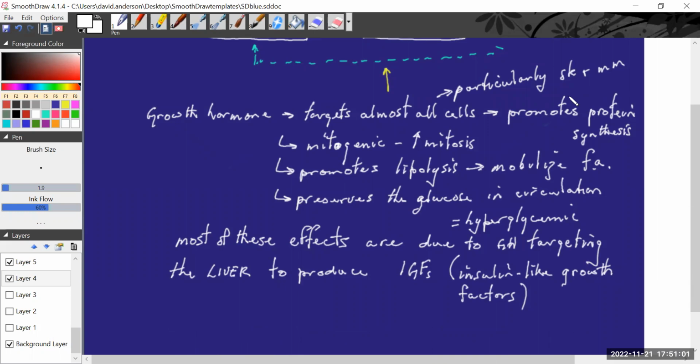So the liver is targeted by growth hormone. The growth hormone causes the liver to produce these IGFs, and these IGFs are able to target all the different cells in the body, like the skeletal muscle and the bones, to promote these things that we've been talking about: protein synthesis, lipolysis when it targets the adipose tissue, and so on. So the growth hormone acts directly to mobilize fats from fat deposits in the blood, but through the IGFs to cause growth in skeletal muscle bone tissue.